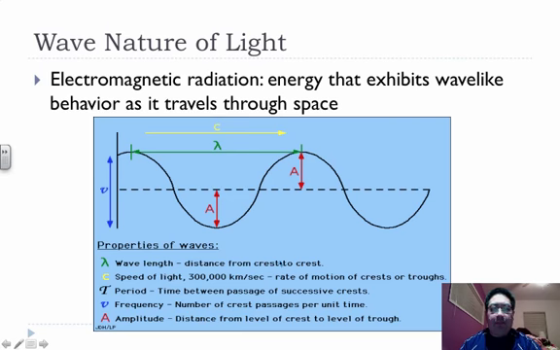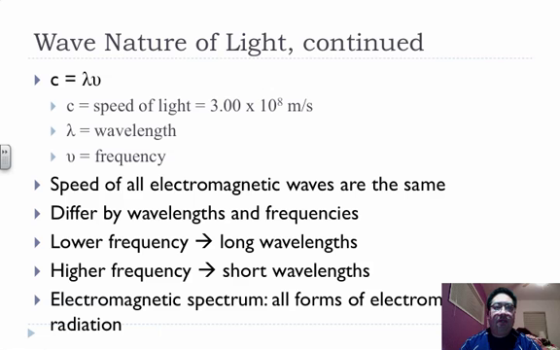Lambda, we've talked about as wavelength. This is the distance from crest to crest. The A's are amplitude. The nu is frequency. That's how many wave cycles there are per unit time, usually in seconds. And T is a period, the time until a wave cycle begins to repeat itself. So these are just basic properties of waves.